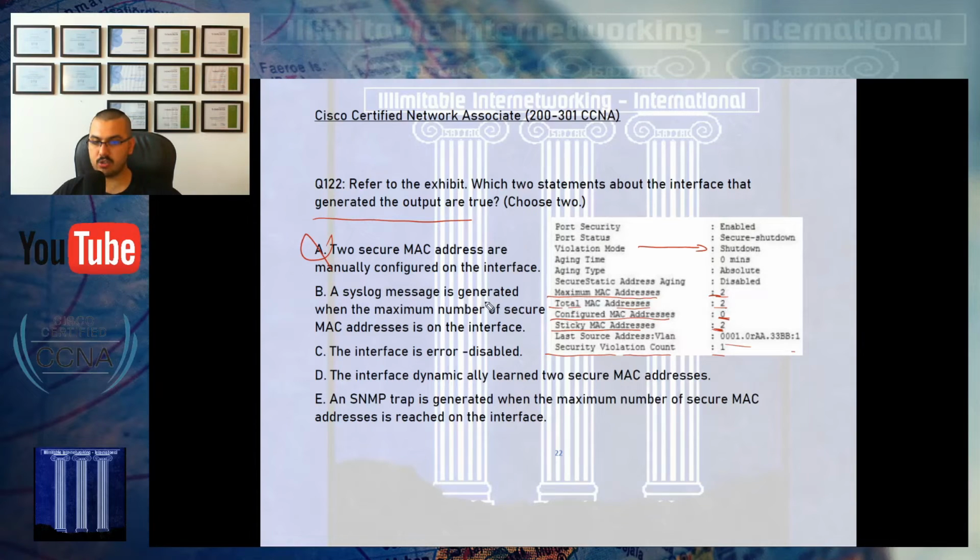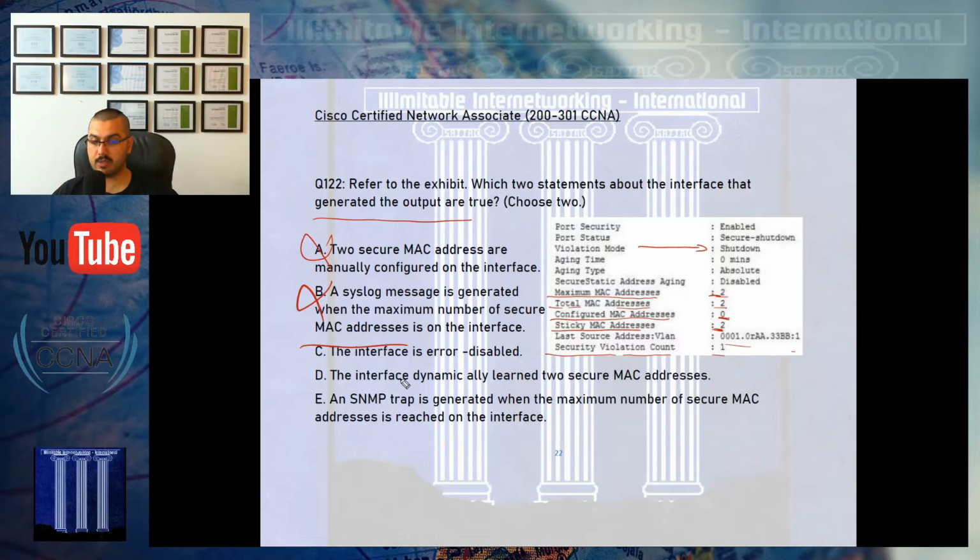A syslog message is generated when the maximum number of secure MAC addresses on the interface is reached. I believe shutdown does not generate syslog. There was also restrict and discard. Restrict does create syslog, discard does not. So shutdown also does not. The interface is error-disabled right now? No, it did not receive a third one, and it's still working.